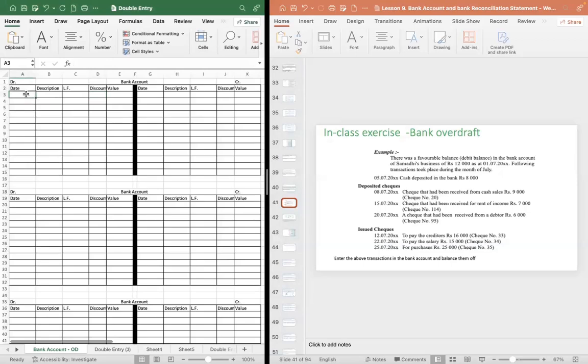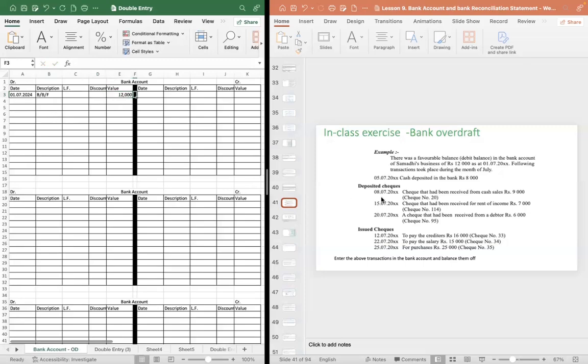It starts like this. There was a favorable balance, a debit balance in the bank account of Samadhi's business of rupees 12,000 as at July 1st. That is the first case, a debit balance. So it's on the debit side. Date is July 1st. This is balance brought forward, in caps lock. That amounts to 12,000.